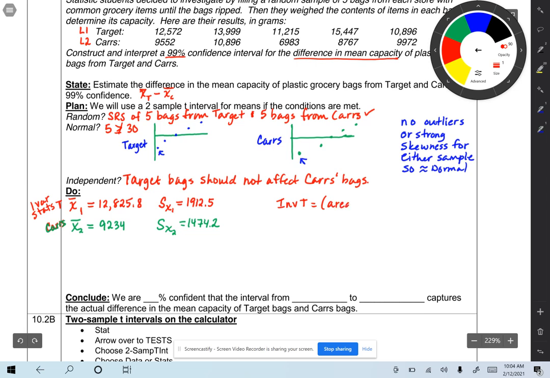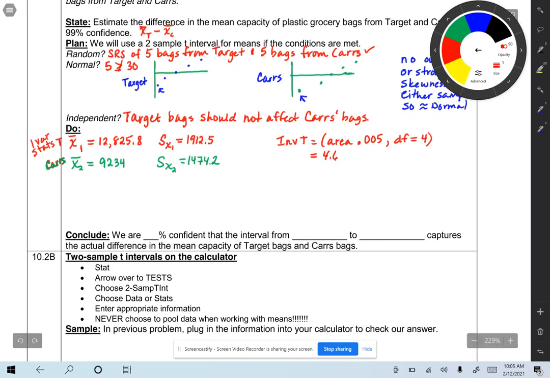Okay, and then I would do an inverse T. So my area, since it's 99%, 1% left over. So that's 0.5%, which is 0.005. And our degrees of freedom, since there's 5 in each one, it's going to be 4. Okay, so that gives me a T star of 4.6.